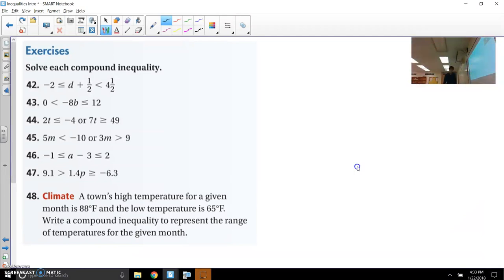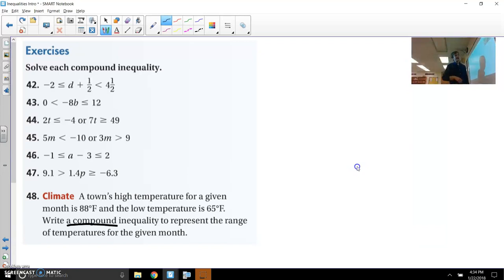48, last one. A town's high temperature for a given month is 88 degrees Fahrenheit, and the low temperature is 65. Let's write a compound inequality to represent the range of temperatures for the given month. Okay, so I'm going to give you a slightly different example, and then hopefully you're able to build from there.